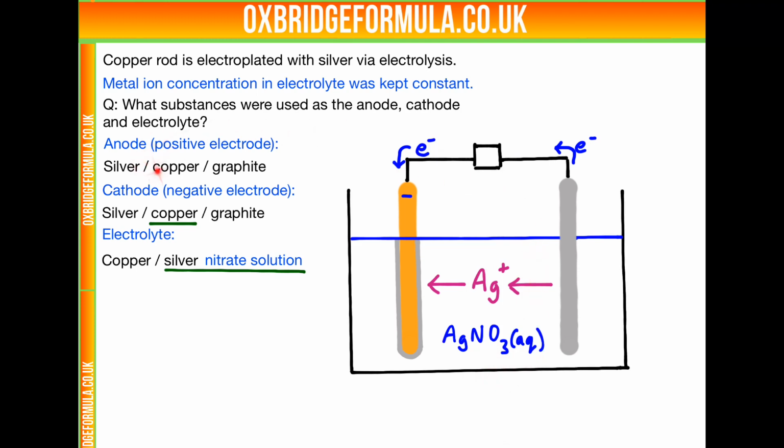So our last answer is that silver is the anode in this experiment. And so the choices that we've made, the silver anode, the copper cathode, and the silver nitrate electrolyte, correspond to an answer of D.